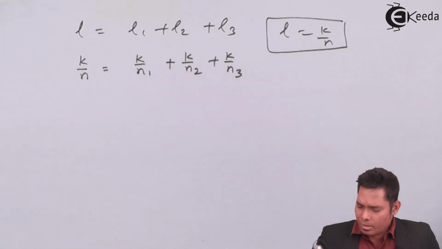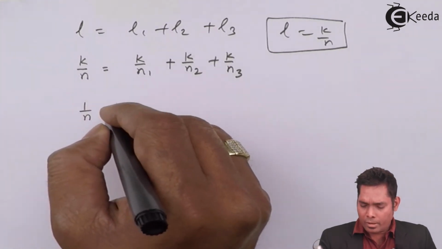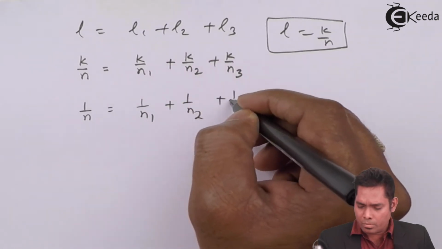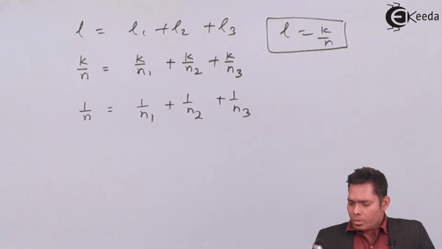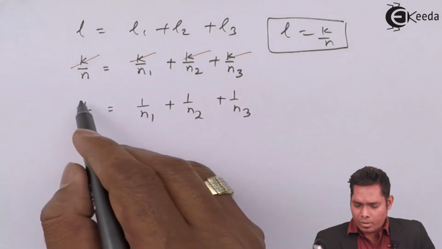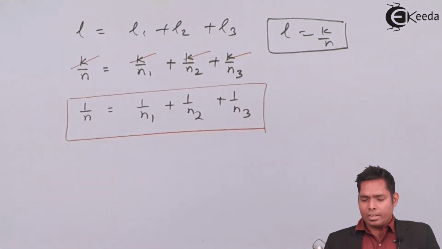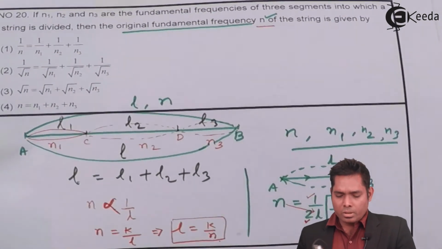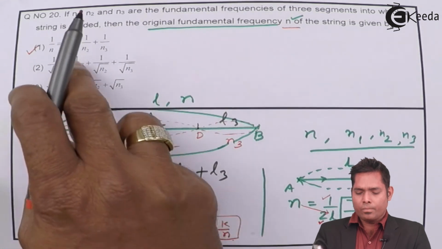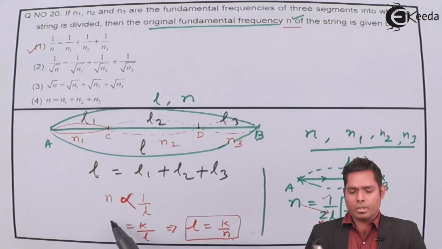So from here, if I cancel this k, then I get 1 over N is 1 over N1 plus 1 over N2 plus 1 over N3. So what I've done is just cancelling this k, and I got this final expression. This is how they are related. If I see the options, then the first option is the correct one: 1 over N is 1 over N1 plus 1 over N2 plus 1 over N3. Okay, thank you.